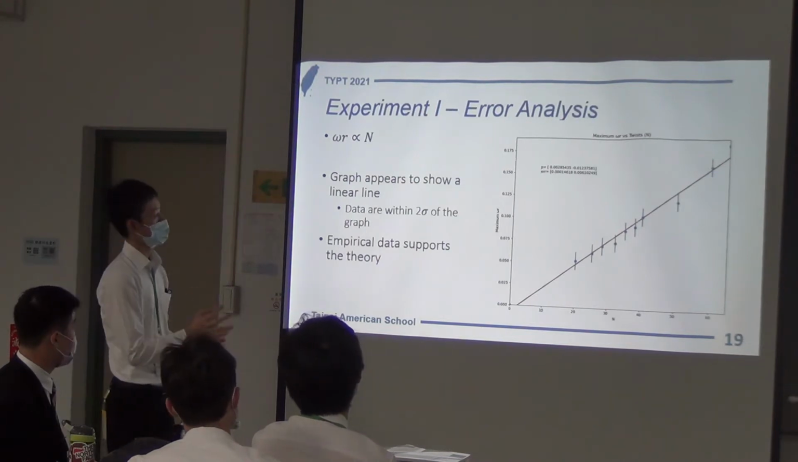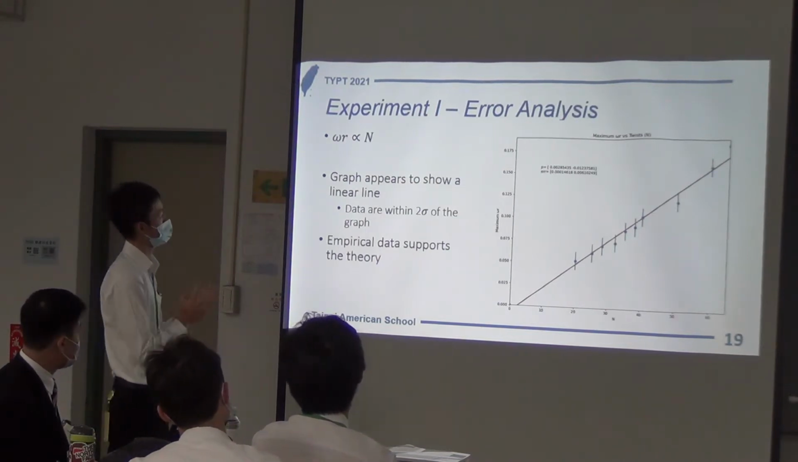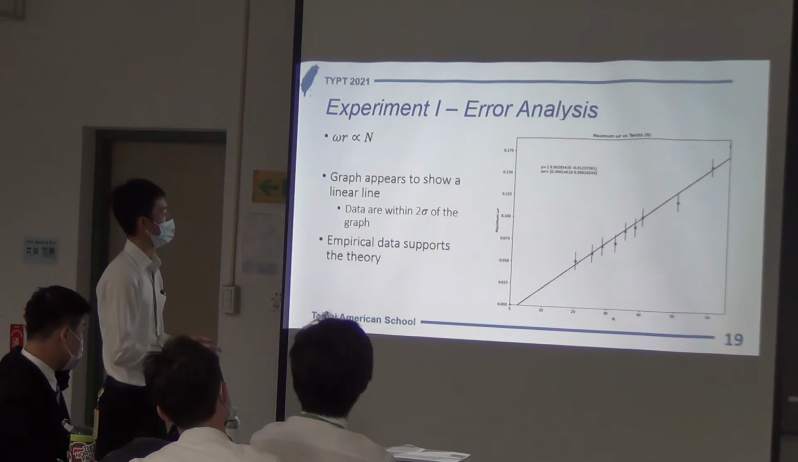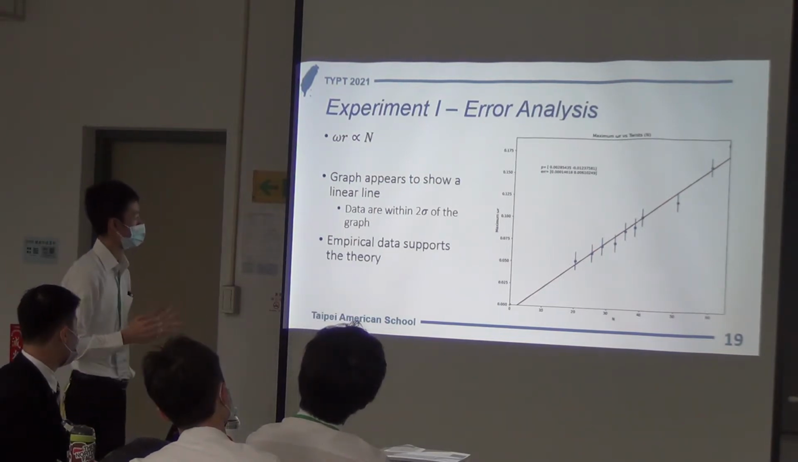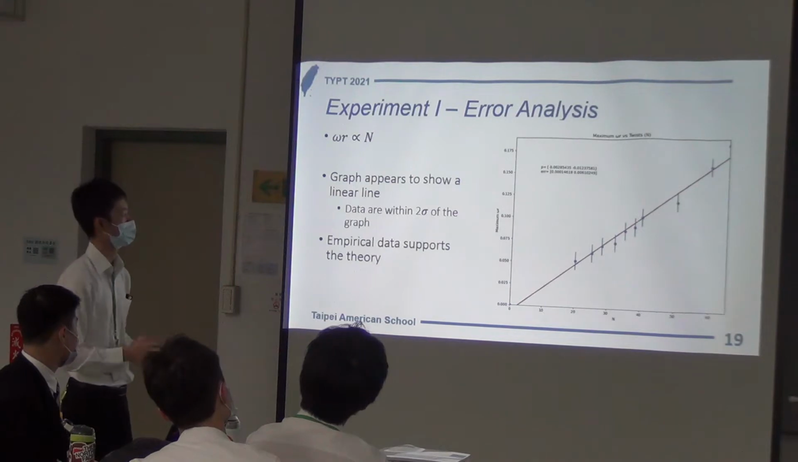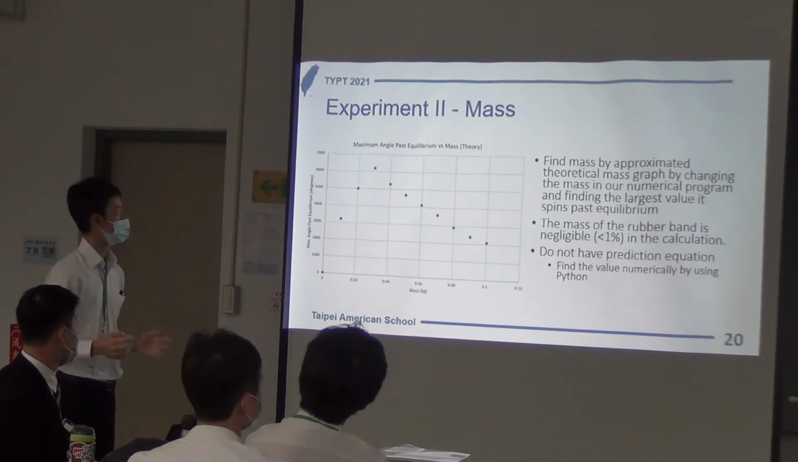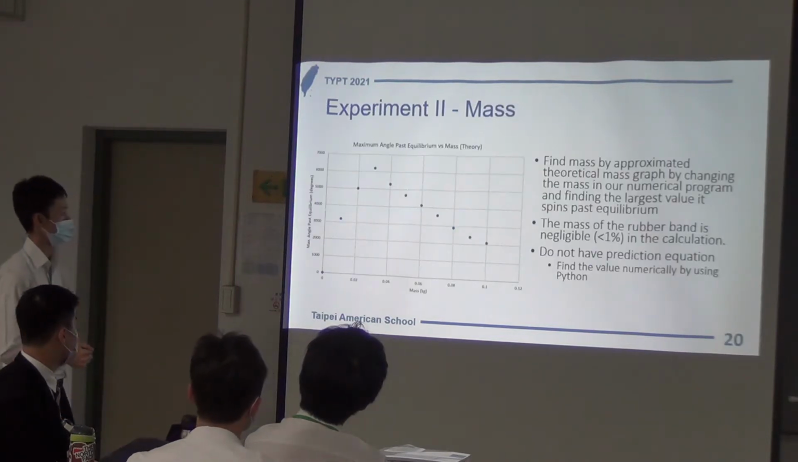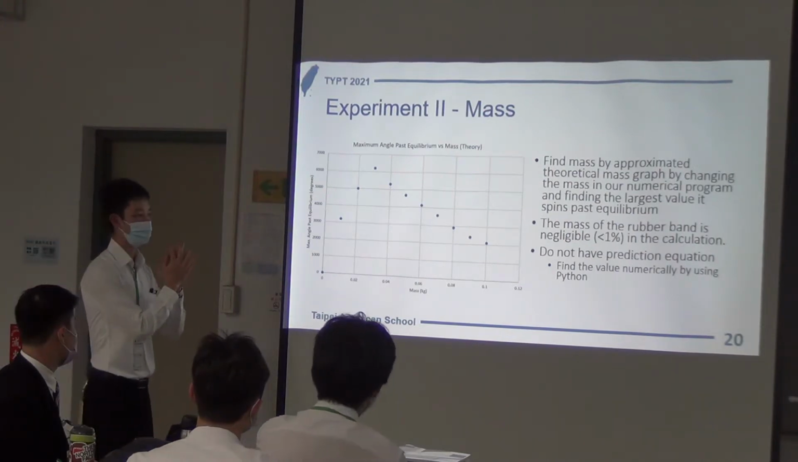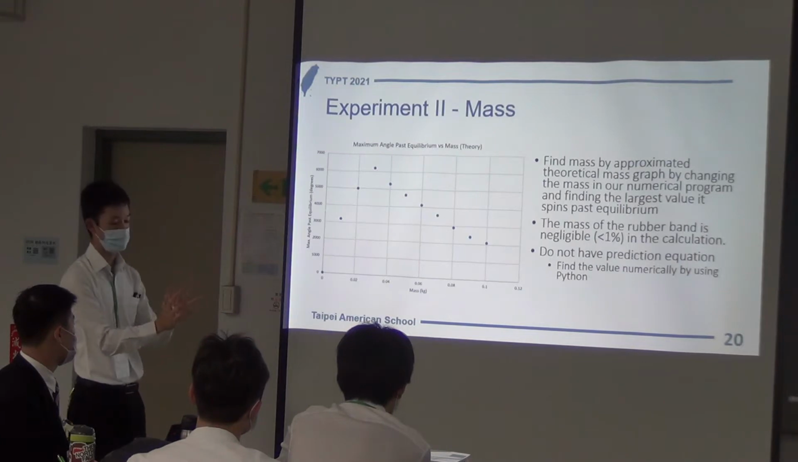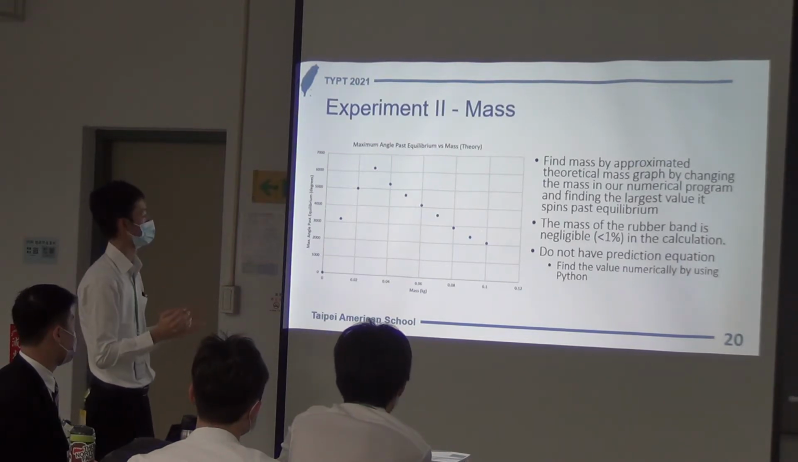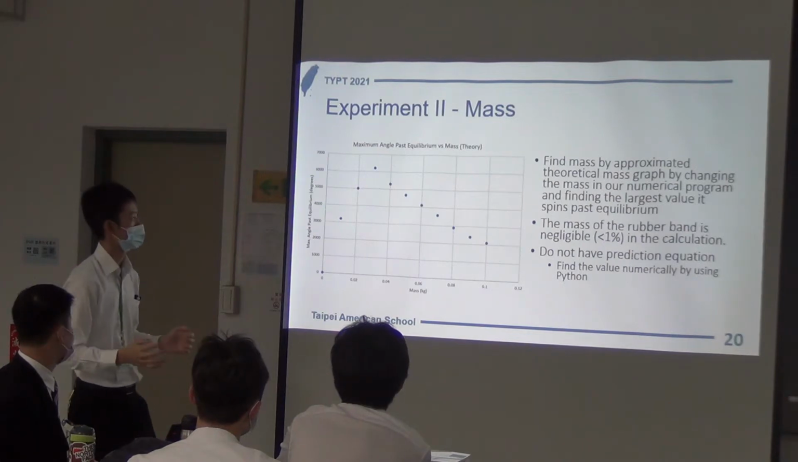So here's our experimental comparison. You can see that the graph appears to show a linear line, and that all the data are within 2 standard deviations of the graph, which shows that the empirical data basically supports our theory. Our second experiment involves experimenting with mass. Note how we don't have an explicit function of maximum angle past equilibrium versus mass. Because as we mentioned earlier, we couldn't solve these equations analytically, we use the Python program.